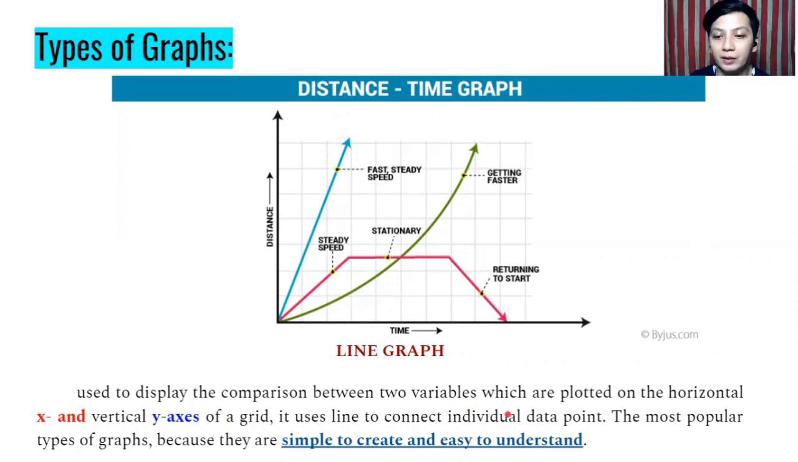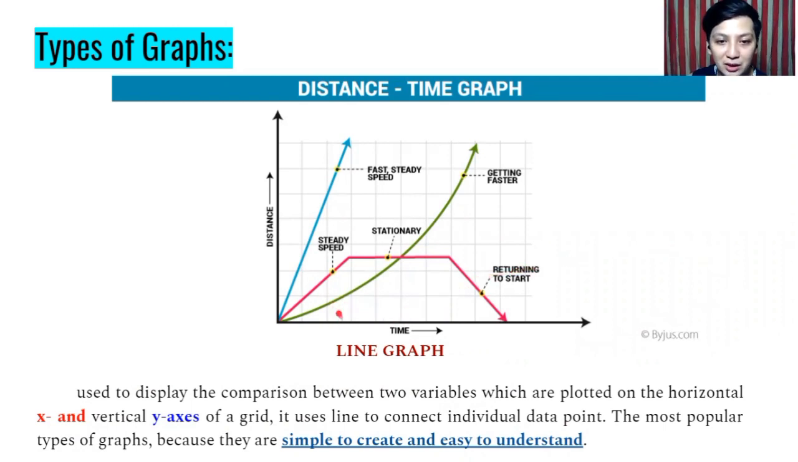Okay? And the most popular type of graphs because they are the simplest to create and easy to understand. So ito yung pinaka-basic line graph. So kung saan sila mag-meet, the point where they are going to meet, that is the data point. Okay. So sabihin na natin point of intersection kung saan sila mag-meet.